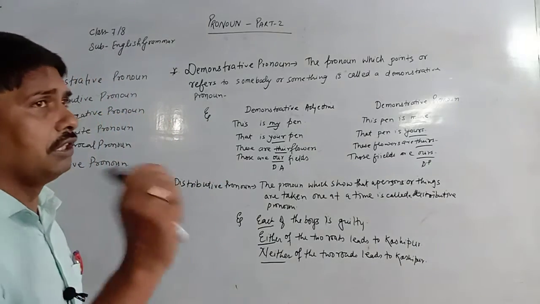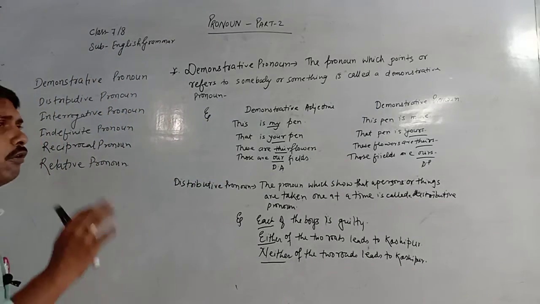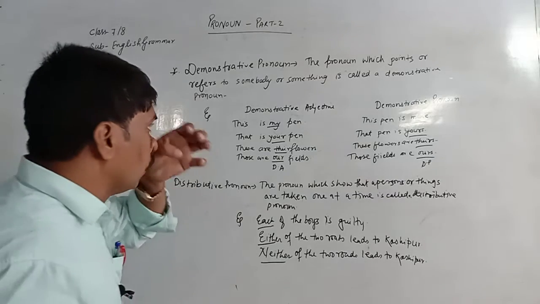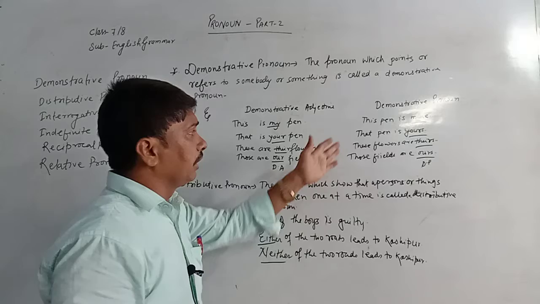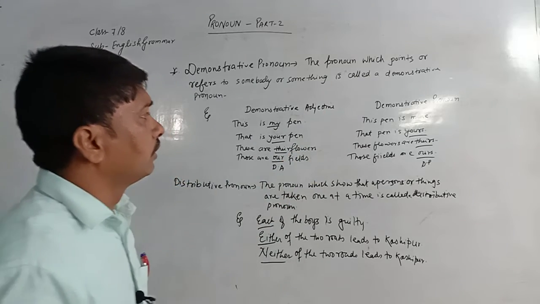जब हम किसी चीज़ पे इंगित करते, किसी भी चीज़ पे हम इशारा करते, चाहे वो व्यक्ति हो चाहे वो वस्तु हो, उसे हम demonstrative pronoun कहते हैं. हम कुछ उदाहरण देख लेंगे. You can see some examples over here.